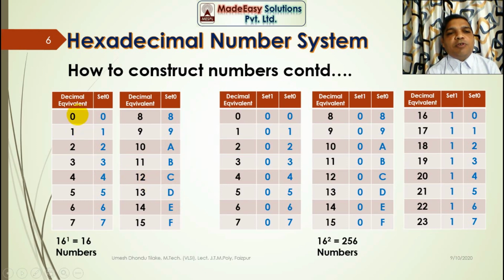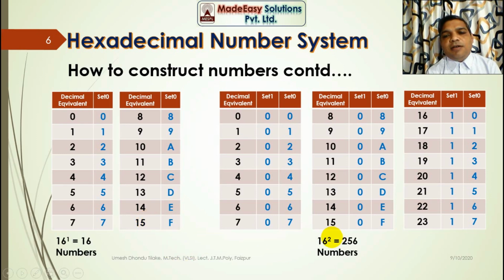The leftmost column shows you the decimal equivalent of the hexadecimal number. See here, 0 to 7, 8, 9 and after that 10. So A in hexadecimal is equal to 10 in decimal. B in hexadecimal is equal to 11 in decimal, and so on. F in hexadecimal is equal to 15 in decimal.